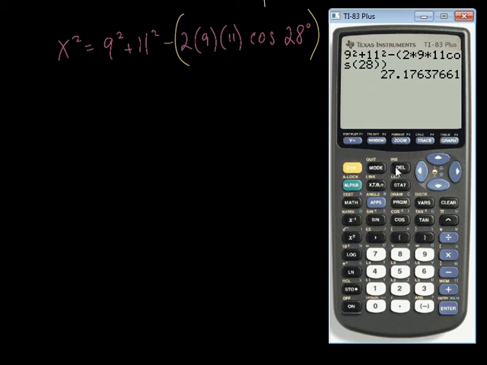Now in this calculator, this is how you take the square root. What I'm going to do is hit the square root button. Do you see where it says x squared? It's got a little square root symbol right there. So I hit second function, square root. Now what am I taking the square root of? This last thing that I have.